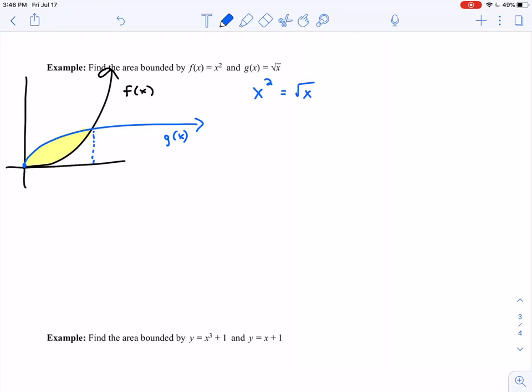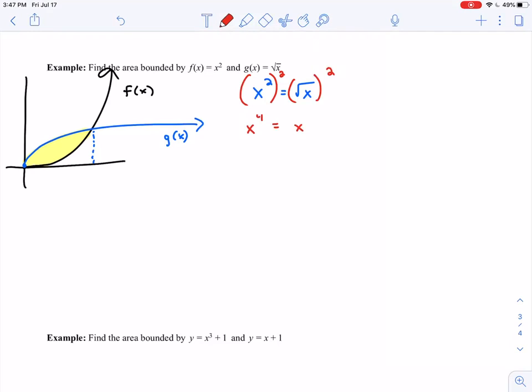This one's a little bit tricky, I think, to solve. It's not quite so straightforward. I don't like square roots, so I'm going to get rid of that first, and the way I'm going to do that is I'm going to square both sides. X squared squared, when I have a power raised to a power, we multiply those two, so I should have x to the fourth is equal to x. Now be careful here. You don't want to divide by a variable here, because that means you're going to lose out on a root. You're going to lose out on a solution.